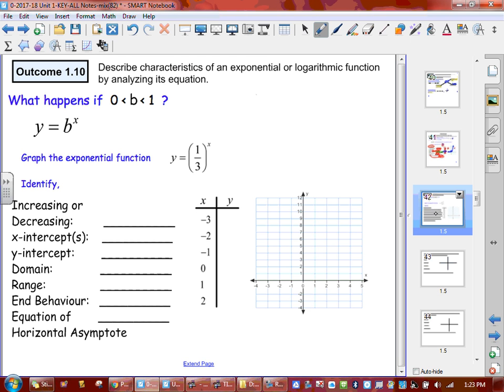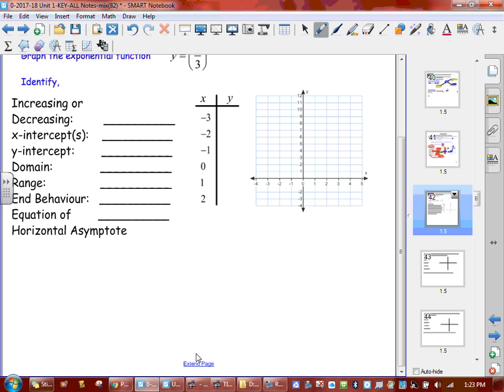So you're going to notice something similar about the digits. Please fill in the y column again, okay? Give me a minute to do that. Let's see if you guys got the same thing. Did you get 27, 9, 3, 1, 1/3, 1/9, 1/27? We all got that? It's just the opposite of what these guys are. It's 1/3, 1/9. Awesome.